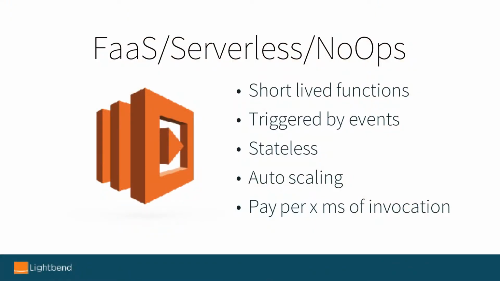And I'm quickly going to talk about function as a service, or serverless, or no-ops. It has a lot of names. Basically, for Amazon Lambda, short-lived functions. They're triggered by events. They're fully stateless. They have auto-scaling, so you don't have to take care of anything. They're just going to scale out. And you pay per millisecond of invocation. There was a really good talk earlier today about how to apply Amazon Lambdas and build reactive systems.